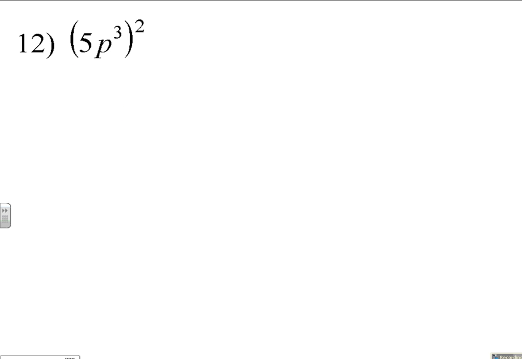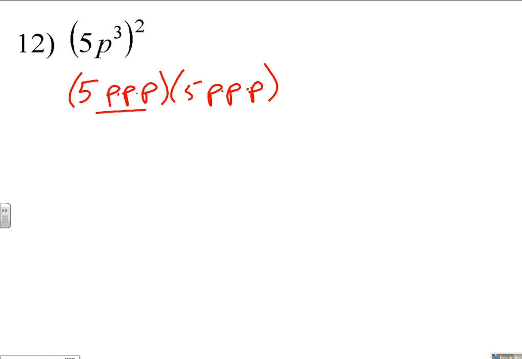Well, you're going to see things start getting a little bit more complicated here. In this problem, I have two groups of 5p to the third. You may, for a while, want to write this out because it's something new. That's 5p³ times 5p³, or 5p to the third squared. So what do I end up with? I just end up with a 5 times a 5 and a bunch of p's. How many p's do we have? 6 of them.